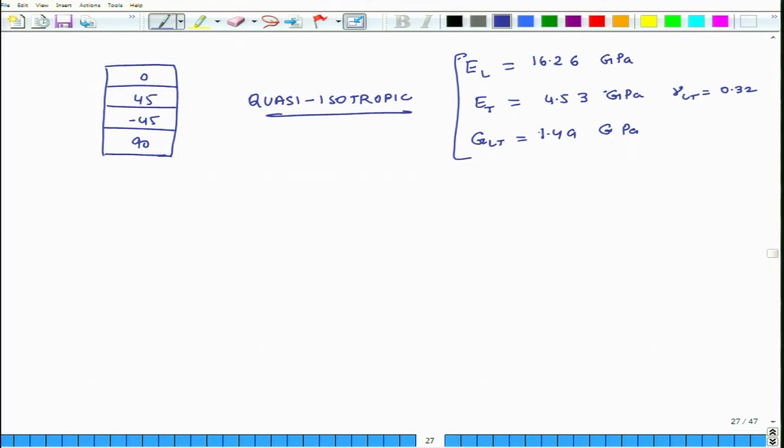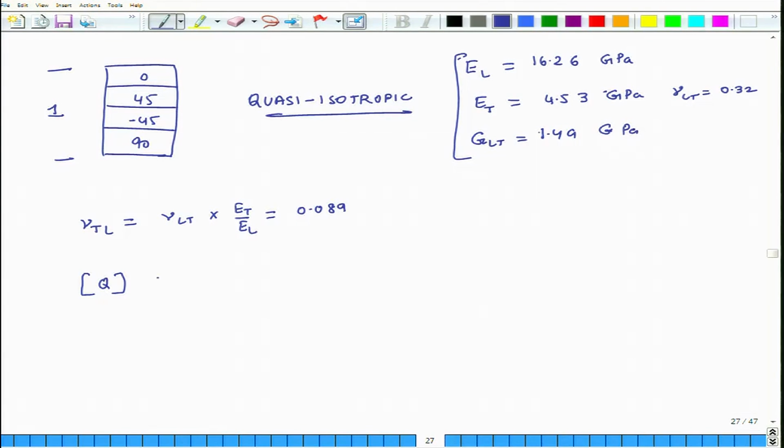So, now what we do is first we find out the A matrix for this lamina, and overall thickness is unity. So, each layer is 1/4 thick. First we find nu TL, which is nu LT into ET over EL, and that comes out to be 0.089. So, now I know all the 5 parameters, so I can find out the Q matrix for this material.